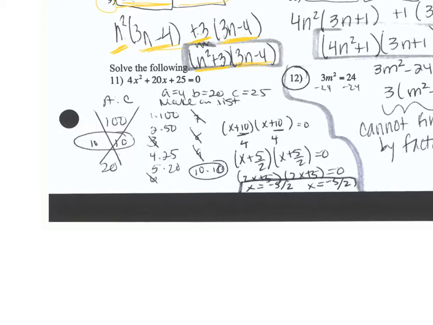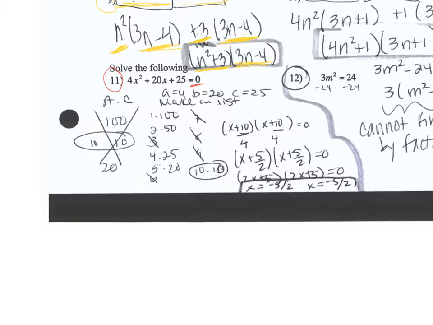Let's look at number 11. So solve the following. So for this one, remember you want to get all terms on one side and you want 0 on the other. You are factoring and then you are setting all your factors equal to 0 and solving. The only difference is you're setting them equal to 0 and solving in the end after you factor.